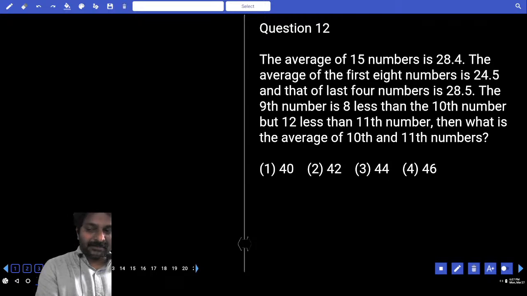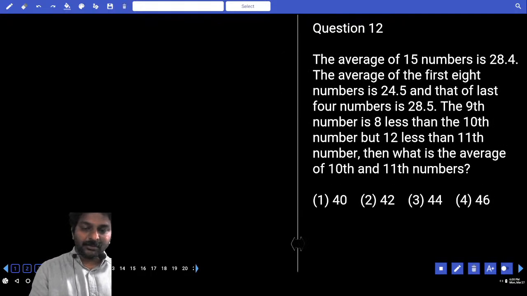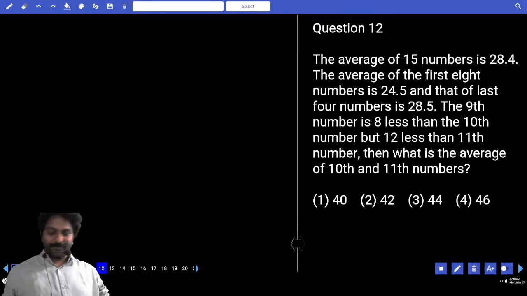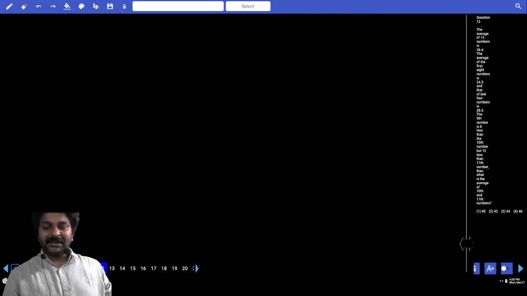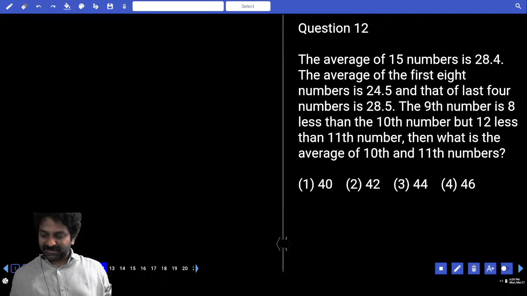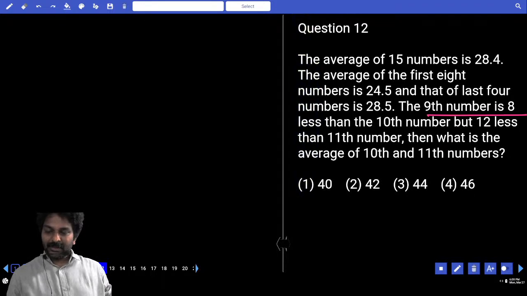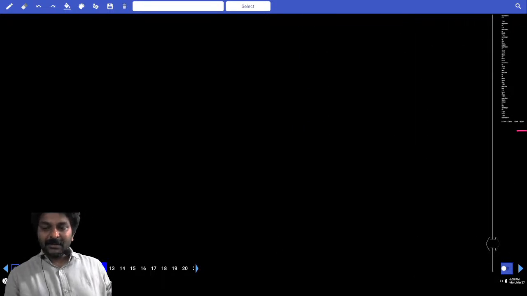Sum of all 15 numbers, 15 into 28.4. From this I would like to subtract first 8 numbers. Their sum is 8 into 24.5. Last 4 numbers sum 4 into 28.5. This is sum of 3 numbers only. If I treat my 10th number as x, they said 9th number is 8 less than 10th number, x minus 8.